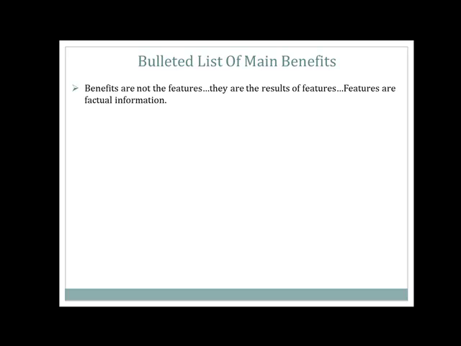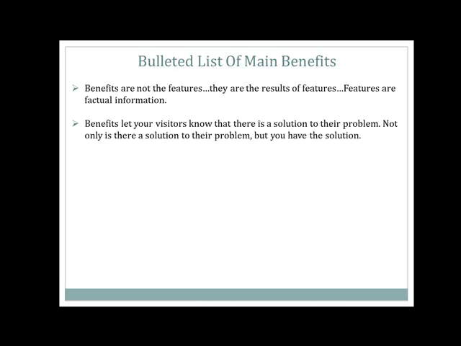A bulleted list of main benefits. Basically, benefits are not the features or the results of features. Features are factual information, like a 37-page guide, a 27-minute video, things like that. Benefits let your visitors know that there is a solution to their problem, and these are basic things that you want to know. Squeeze pages are so important, which is why we're covering this, right before we go into how to set these up from a technical point of view.